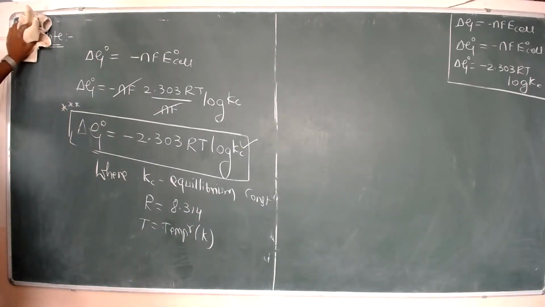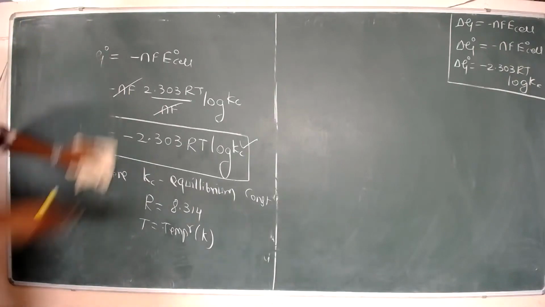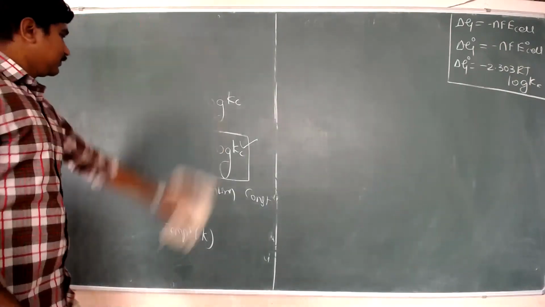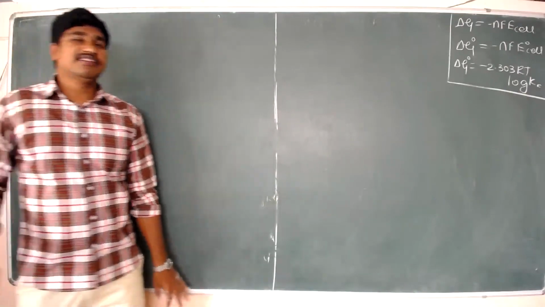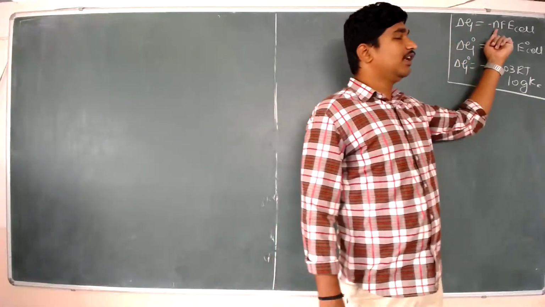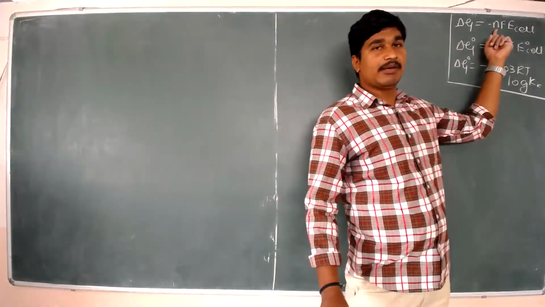Clear? Now we will solve a few numericals on the same formula. Here, just remember those three formulas. Delta G is equal to minus nF E cell. N means what? Number of moles of electrons involved in the chemical reaction.